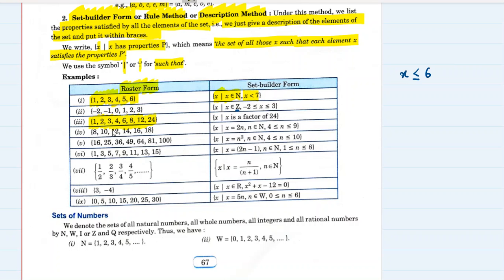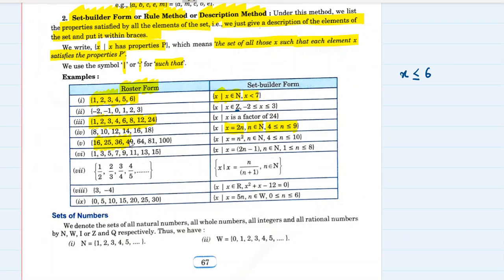8, 10, 12, 14, 16, 18. So these are all even numbers between 8 and 18. So x such that x is equal to 2n, where n belongs to natural number. Why 2n? Because 2 multiplied by any number is an even number, right? Where n is greater than or equal to 4 and smaller than or equal to 9.